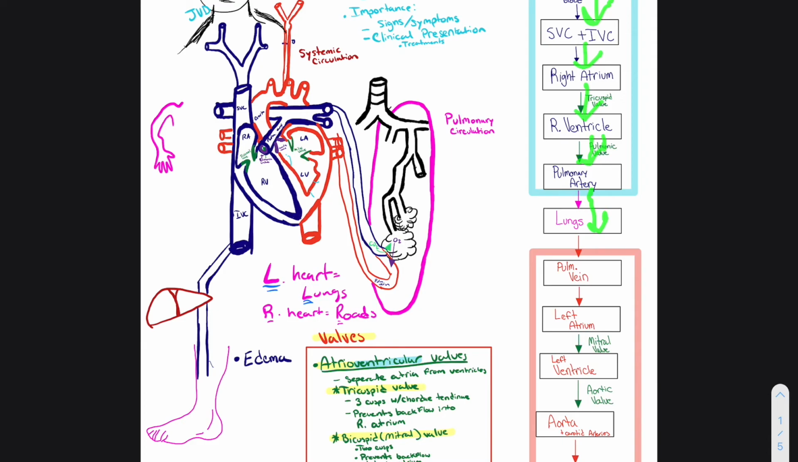Once you're in the lungs, you're getting oxygenated in the alveoli. Now that blood has oxygen, so we're ready to carry it back to the heart. We're going to the pulmonary vein. From that pulmonary vein, your pulmonary veins are going to drain into the left atrium. From the left atrium, they're going to flow through the mitral valve into the left ventricle. From the left ventricle, they're going to flow through the aortic valve and into the aorta and the rest of the body.